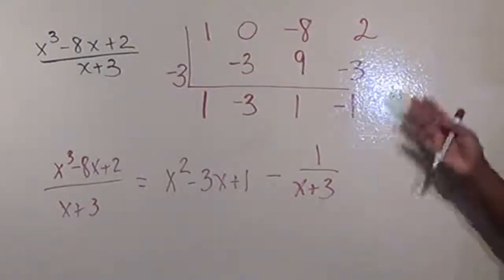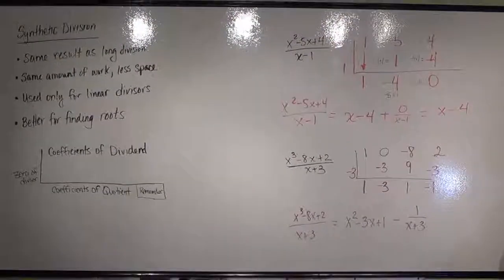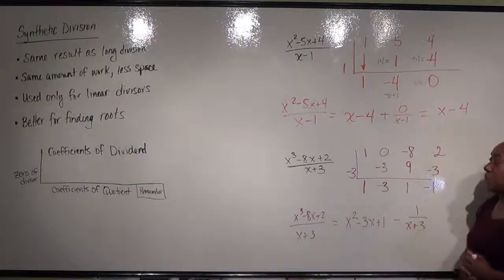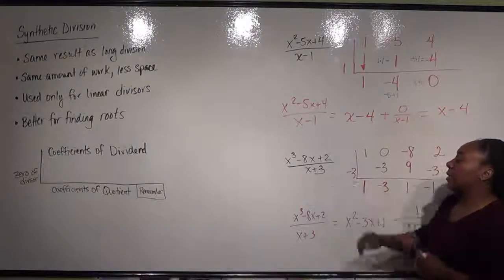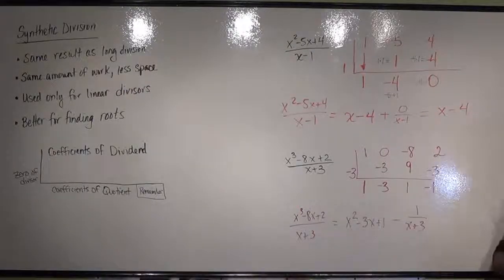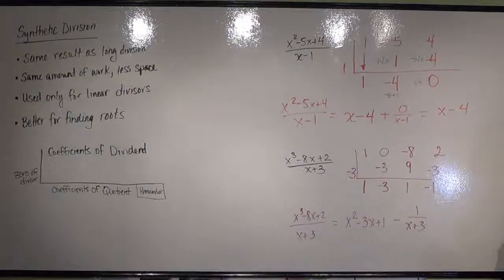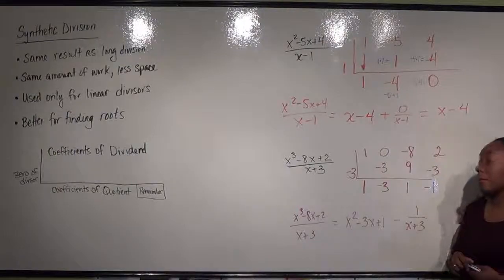So there's some examples of our synthetic division. And again, the nice thing about this is it does not matter how big that polynomial is on top. I can always add the zeros in. As long as it's a linear divisor on the bottom, I can use the synthetic division. And as you can see, it takes up a lot less space than your long division. The fractions here are also going to be a little nicer to work with because you don't have the variables in the way.